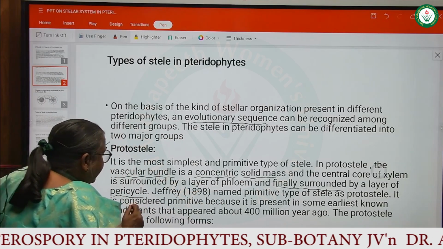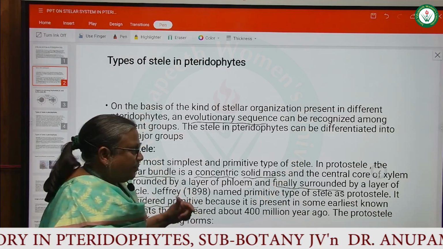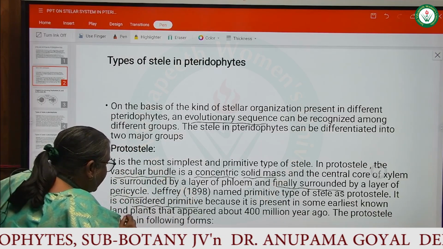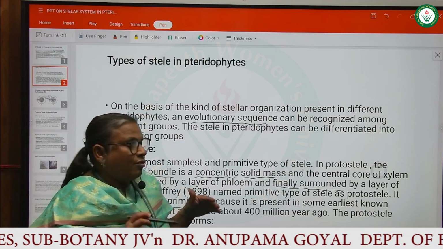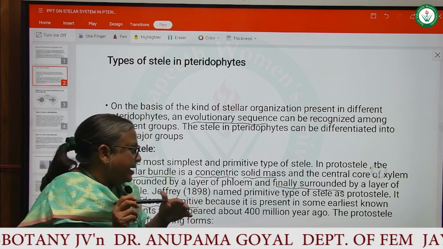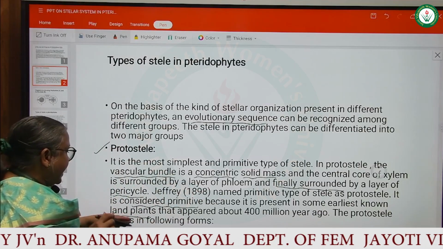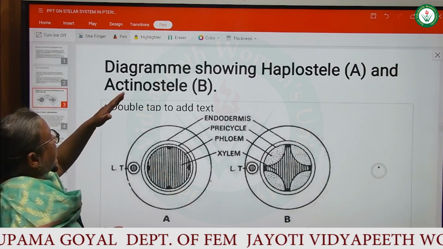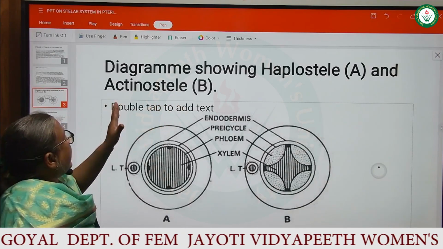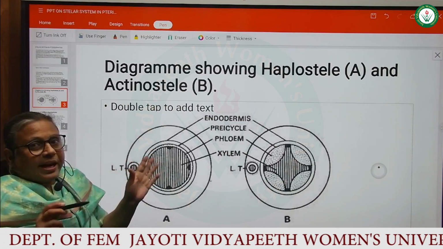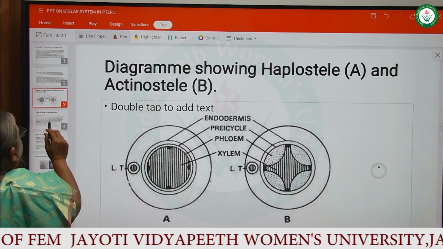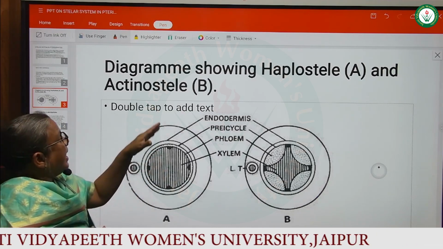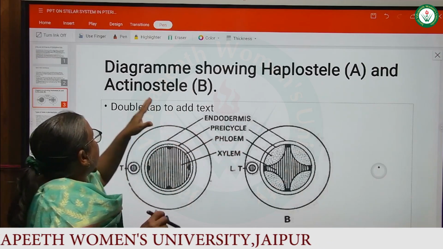It is considered to be the most primitive because it is present in some of the earliest known land plants that appeared about 400 million years ago. The protostele exists in the following forms. First of all, see the diagram showing the haplostele and actinostele, the types of protostele. Now I show you: this A diagram shows the haplostele and this B diagram shows the actinostele.